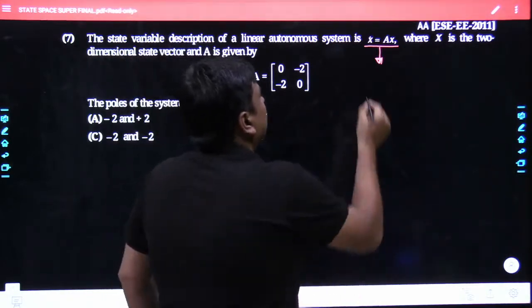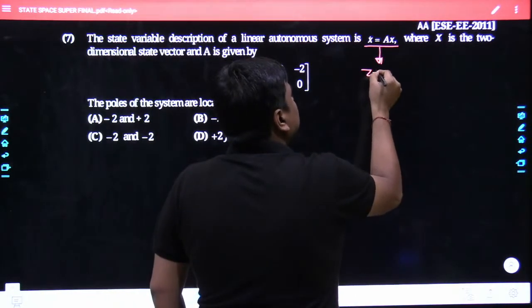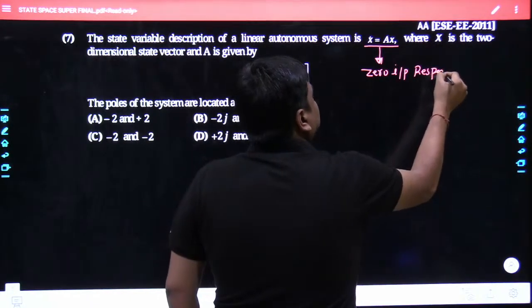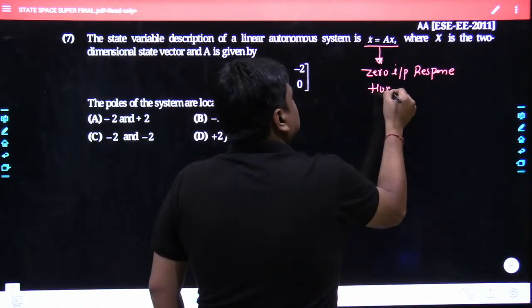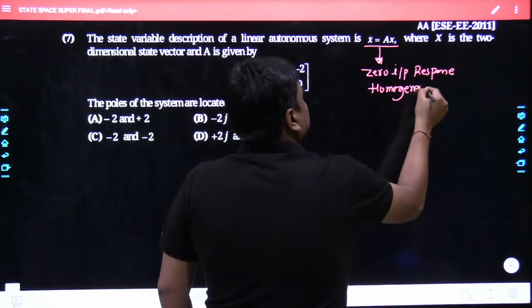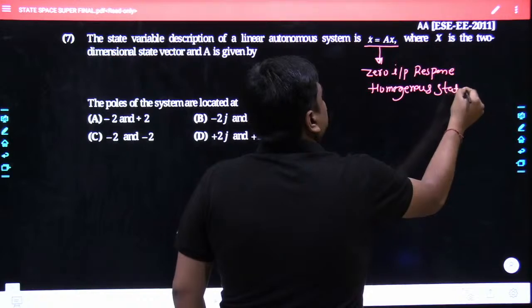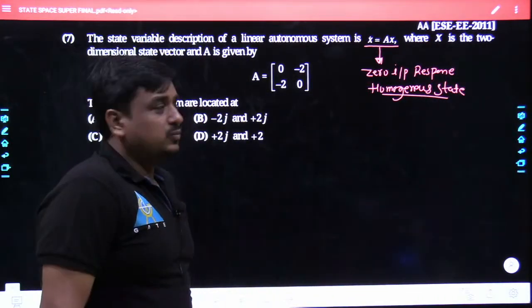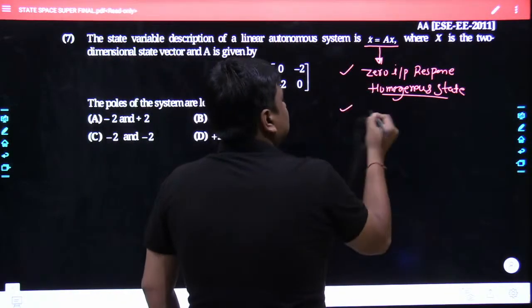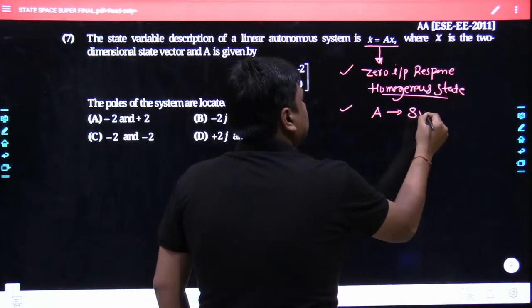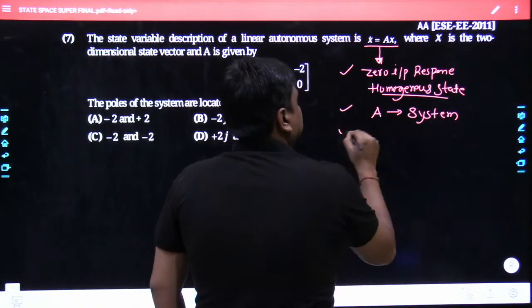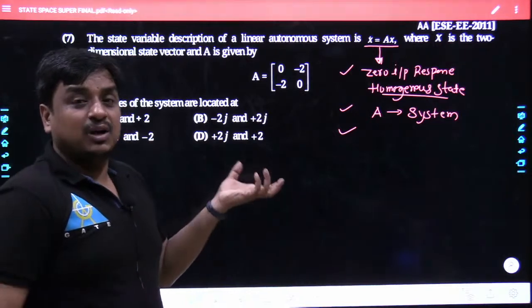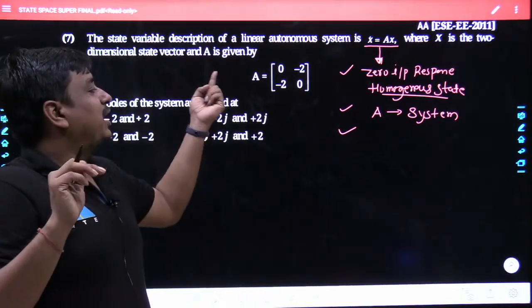What does it mean? Again, it's the case of zero input response or the case of homogeneous state, where x is the two-dimensional state vector and A is given by. So obviously matrix A, which is nothing but the system matrix, has been clearly given to you. Yes, and may I know what we wanted? We wanted to know the exact locations of the system whose system is being represented by the system matrix A.